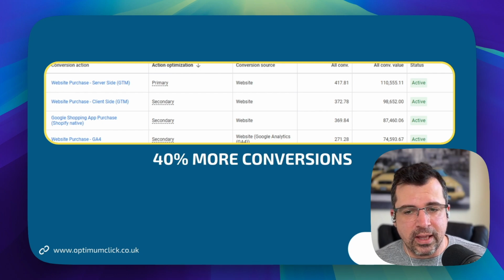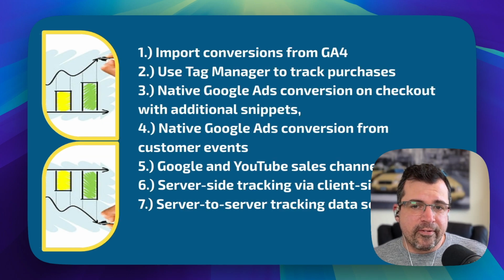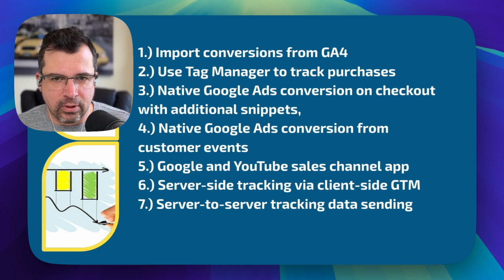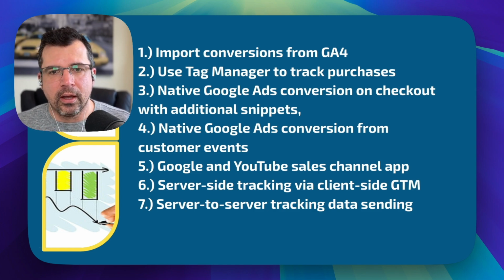The reason we need to talk about conversion tracking is because of this. 4 different methods, but 40% more conversions being captured with the right one. For Shopify, here are the 7 methods, first being the least accurate and 7th being the most accurate, with some methods in between being equally accurate and effective.